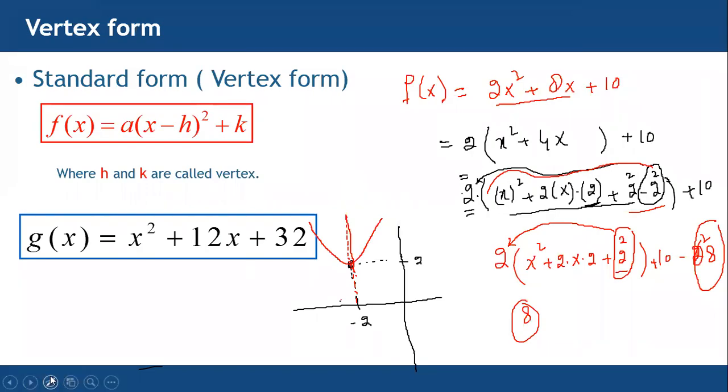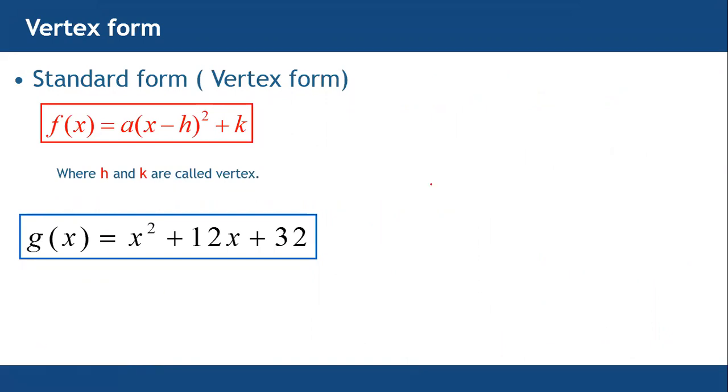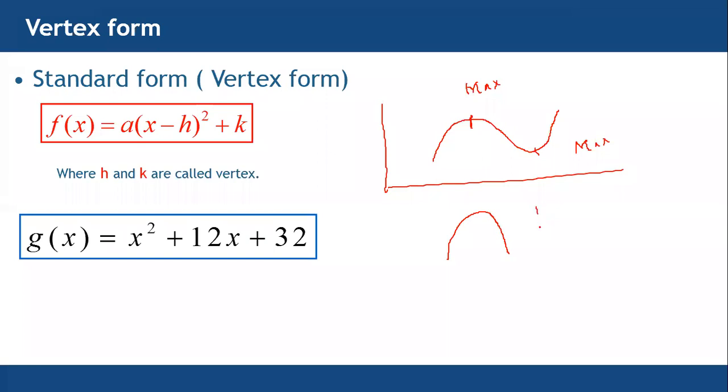Okay, I will explain here the maxima and minima. A parabola has two shapes, open upward and open downward. For example, if we have a parabola open upward like this one, this point is called the minimum point. If the parabola opens downward, this point is called the maximum point.